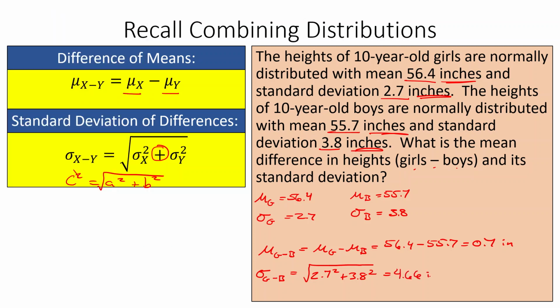So when we do combine distributions, it tends to have a larger standard deviation if we're just combining the distributions. But we're now going to look at what happens when we have certain samples from each distribution.